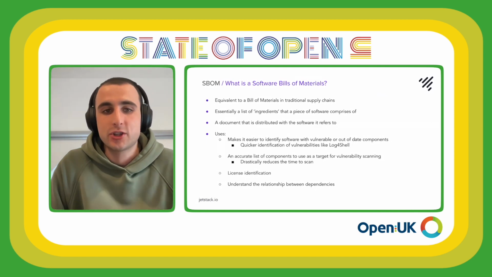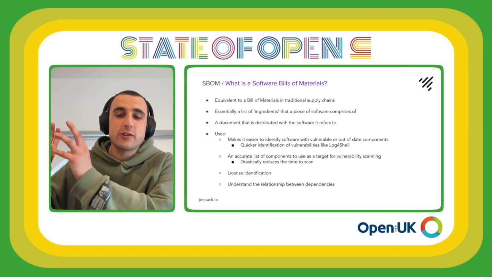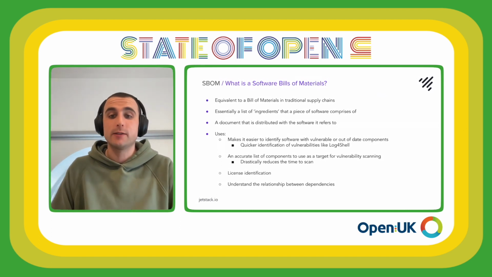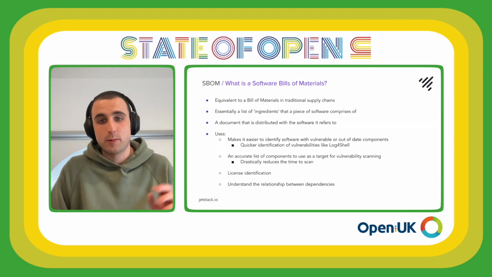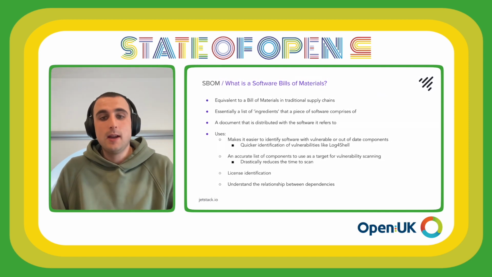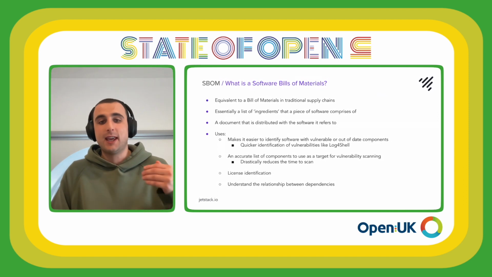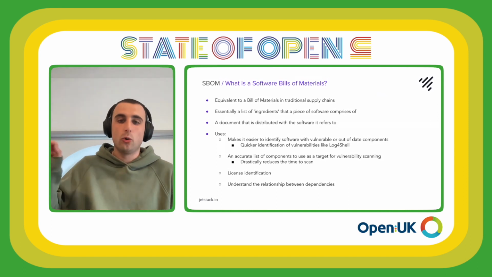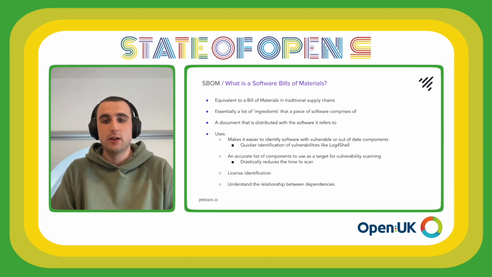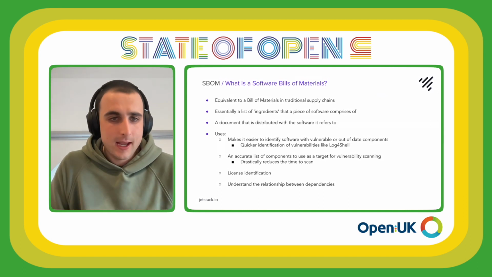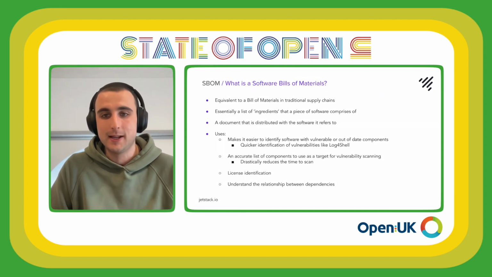And the use cases are, it should make it easier to identify for that piece of software which components are in it, and therefore which vulnerable components or out-of-date components are within that piece of software. So in our situation with the Log4j problem, with the vulnerability of Log4Shell, that should mean quicker identification of the vulnerabilities and making sure all of those holes are filled and no problems can be left to bite us back in the future. It's also an accurate list of components to use as a target for vulnerability scanning.